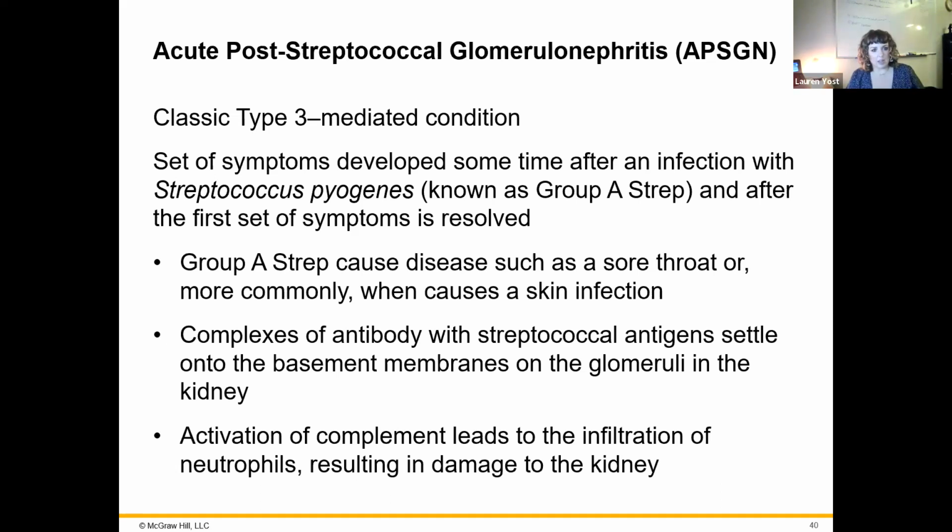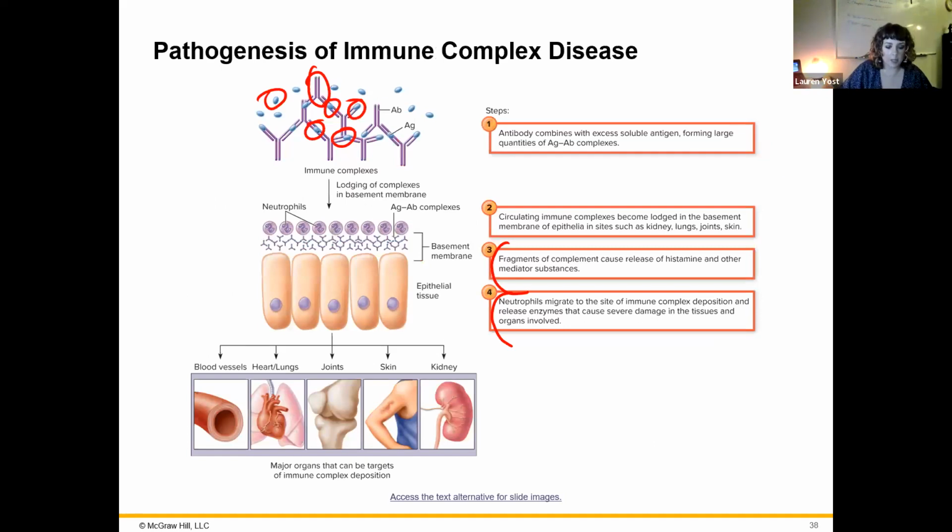We have a set of symptoms developed sometime after an infection with Strep pyogenes, group A strep, okay? Strep pyogenes is associated with sore throat, impetigo, necrotizing fasciitis. I doubt that this is your problem, but it's more common to be scarlet fever. It's more common to be strep throat. So group A strep will cause disease. Then complexes of antibody with streptococcal antigens that are all mixed up, making that big complex like we were showing in the other thing, this part up here.